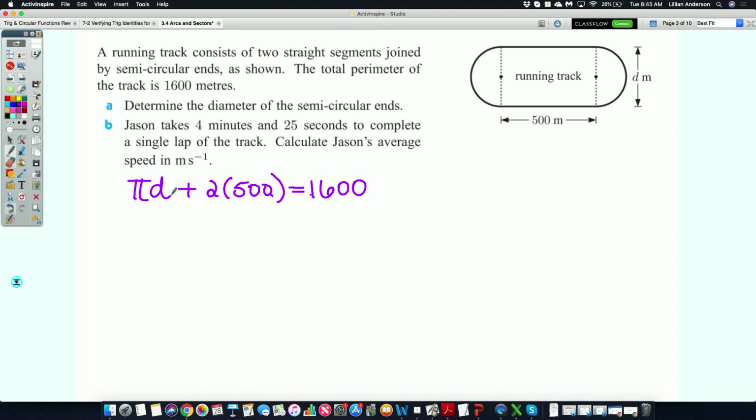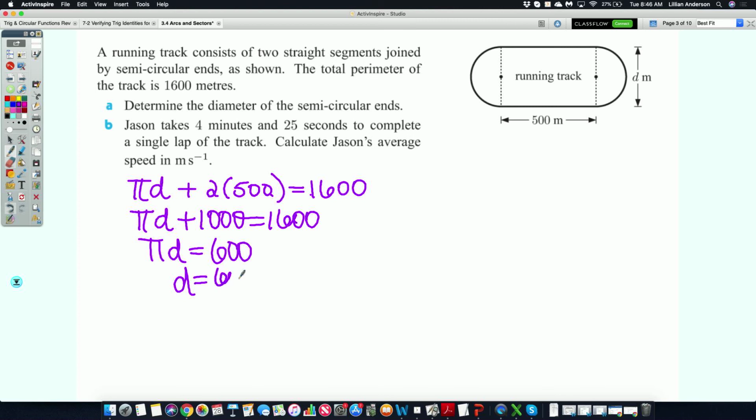500 times 2 is 1,000. So then we'll have this. This is going to equal 1,600. Pi d is equal to 1,600. And so then d is going to be equal to 1,600 divided by pi, which is approximately 191. About 191 meters. Good stuff.